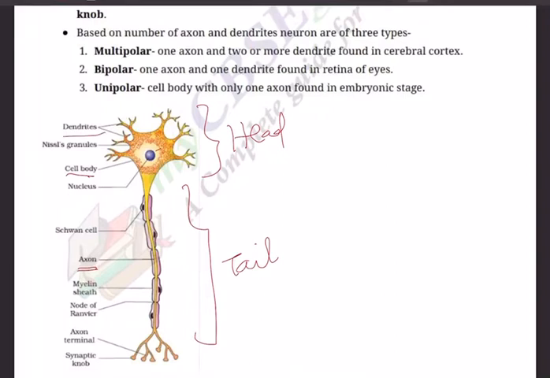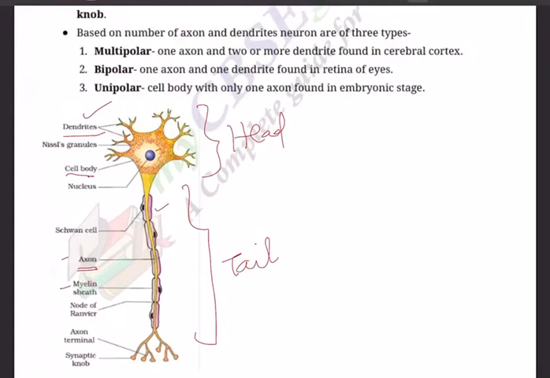And this head portion has got branches, as you are seeing. Each branch is called dendrite. Out of so many branches that are there in dendrites, one of the dendrites gets elongated and forms axon. And in some neurons, this axon is covered by a sheath. It is called myelinated sheath or myelin sheath.